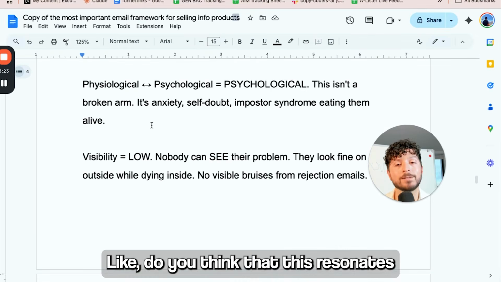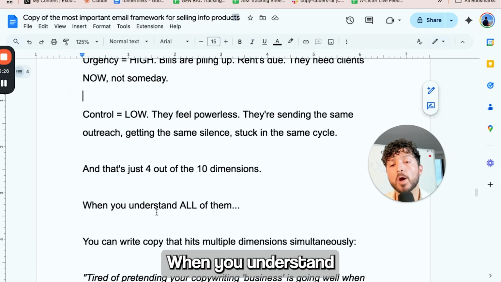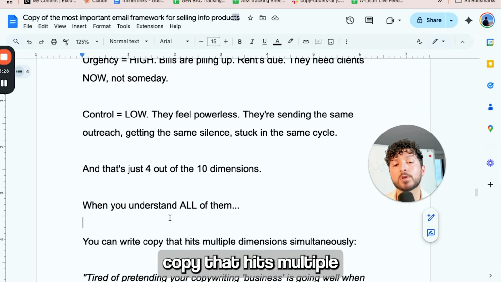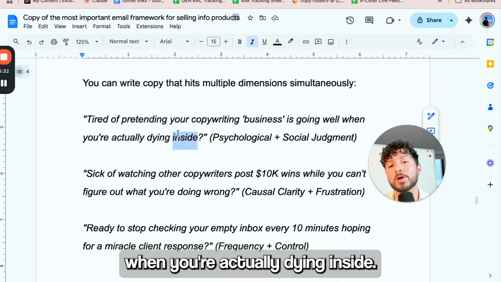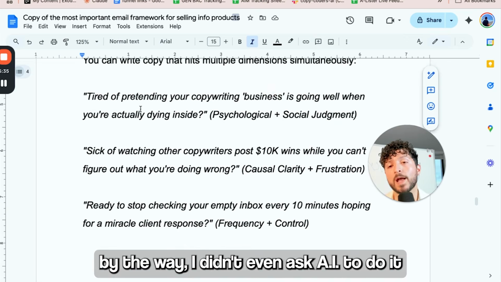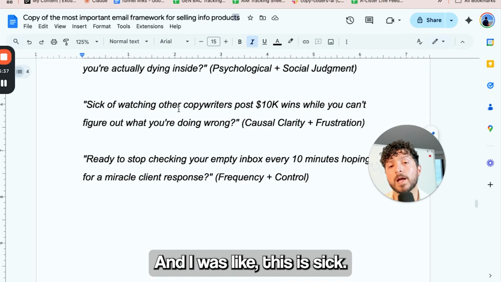Like, do you think that this resonates with people? Like, yes, it does. When you understand all of them, you can write copy that hits multiple dimensions simultaneously. Tired of pretending your copywriter's business is going well when you're actually dying inside? We blend those. By the way, I didn't even ask AI to do it. It just did it itself. And I was like, this is sick.